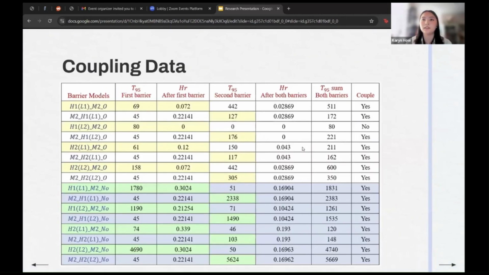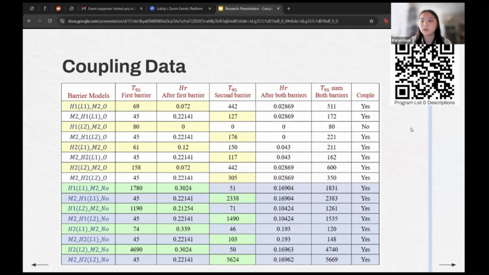So to move on to our coupling data, we tested whether we could couple amongst multiple different barrier models. If you would like to know more about what our specific barrier models mean, here's a QR code to the program list and descriptions, if you would like to look over what each of these barrier models is described as.